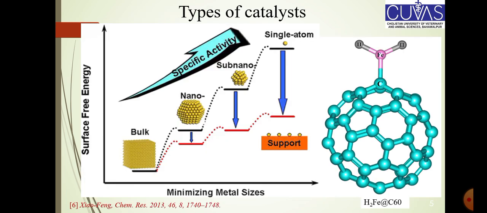Types of catalysts. Catalysts come in various forms, each with its own distinctive characteristics and advantages. These forms include bulk material catalysis, nanoparticle catalysis, subnanoparticle, and single atom catalysis. Single atom catalysis is an advanced technique in the field of catalysis where individual atoms are dispersed on a support material to serve as an active site for a chemical reaction.